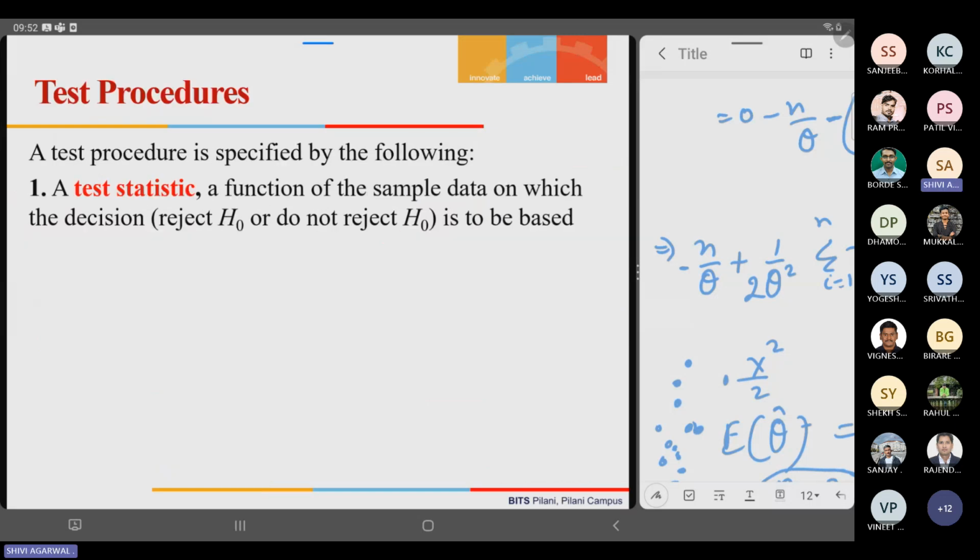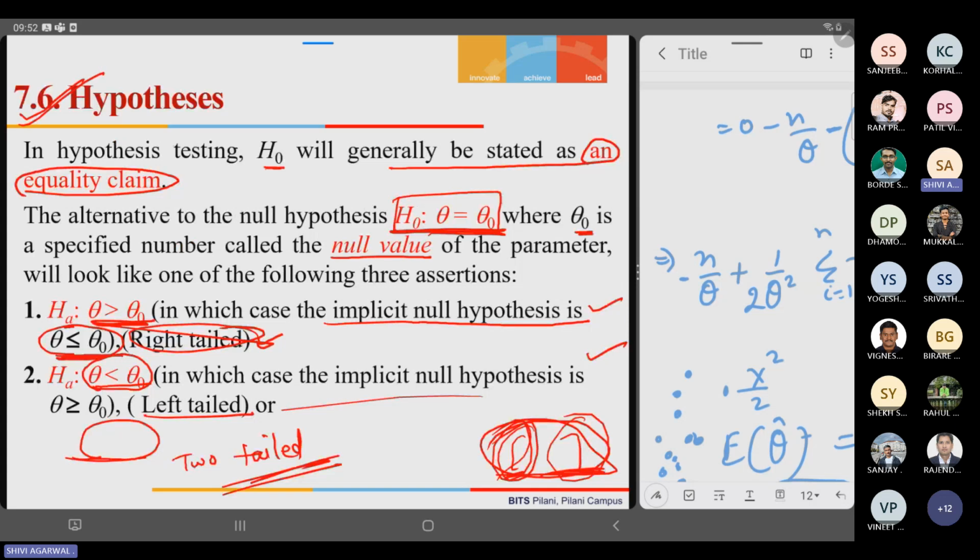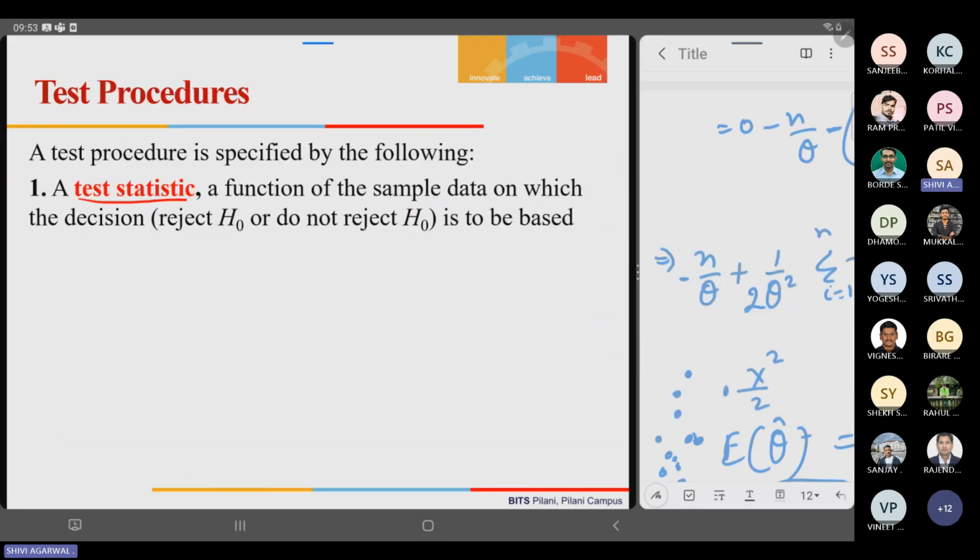Okay. And how can we give enough evidence to validate our new claim, that is HA? We are using the test statistics, so it is known as the test procedure. Okay. So this section is 7.6 here. So 7.5 is the hypothesis testing. What is the hypothesis testing that we will do? In 7.6, we are defining the alternate and null hypothesis. What is it and how to define it? Correct. Then we are doing the test procedure.